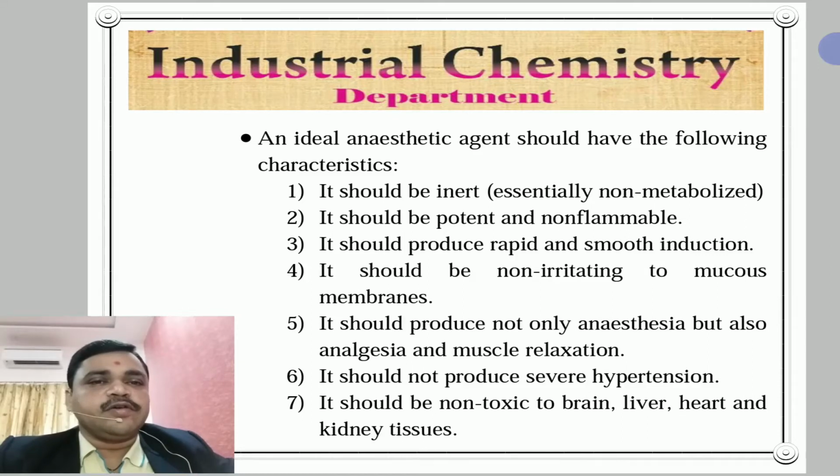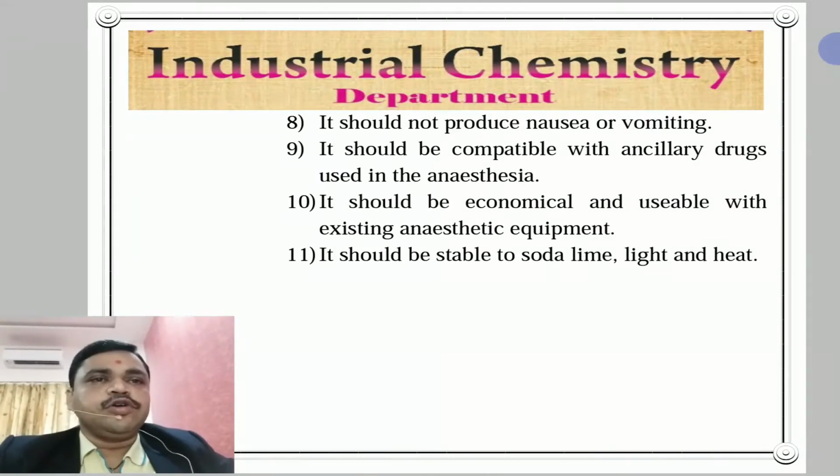This is also a very important point. Number 6, it should not produce severe hypertension. Number 7, it should be non-toxic to brain, liver, heart and kidney tissues. It is also a very important point. An anesthetic should not be toxic to brain, liver, heart and kidney. Number 8, it should not produce nausea or vomiting. It is also very important.